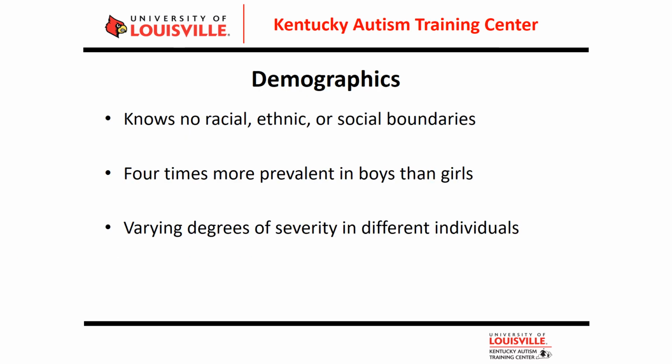So let's talk demographics. We know that autism knows no racial, ethnic, or social boundaries. You are 4 times more likely to be diagnosed with autism if you are a boy versus a girl. And we'll talk more about what the current statistics are in just a few minutes. There are varying degrees of severity in different individuals. Autism can look very different across kids. So we always say if you know one person with autism, you know one person with autism.